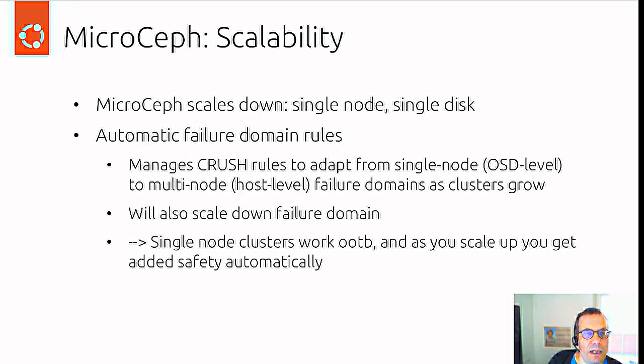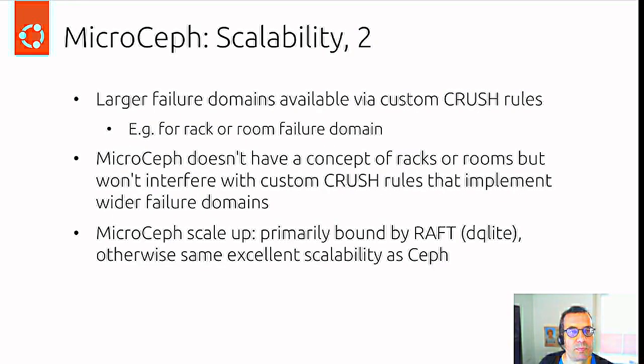A few words around scalability. We have already seen MicroCeph scales down very well. You can go with a single node and a single disk. And for scaling up, we implemented automatic failure domain rules. This means that the Ceph crush rules are automatically adapted from a single node OSD level failure domain to a multi-node host level failure domain as a cluster grows. Also, the other way, if you scale down a cluster, the failure domain will go with it. What this means is that single node clusters work out of the box, and as you scale up, you get added safety automatically.